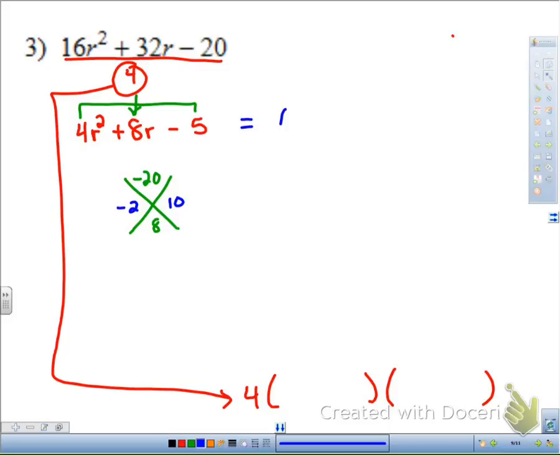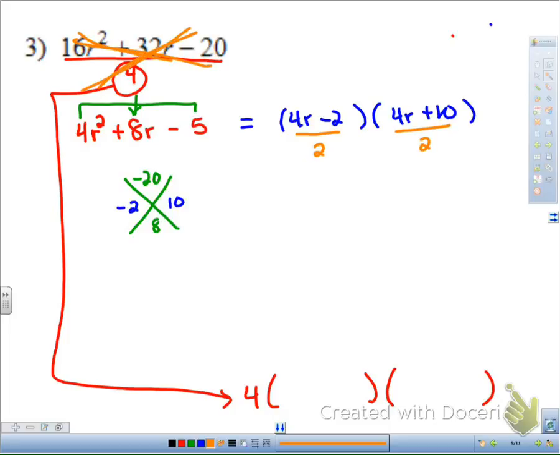Okay, so I write out my preliminary answer. So it would be 4r minus 2 and 4r plus 10. I'm not finished yet. Okay, not finished yet. I've got to come in for the landing. So my wheels. This one I can divide by 2. This one I can divide by 2. 2 times 2 is 4.